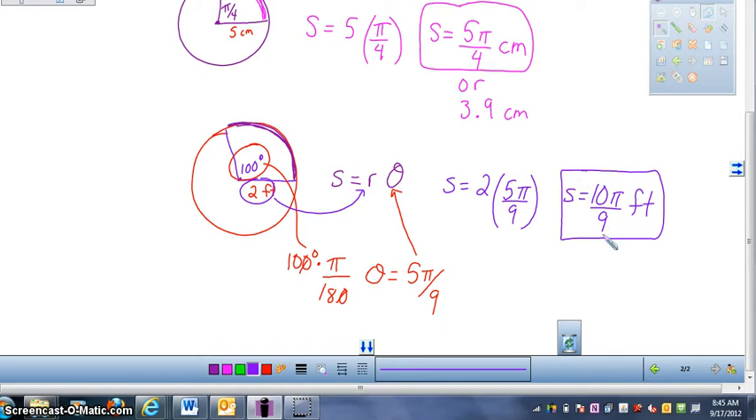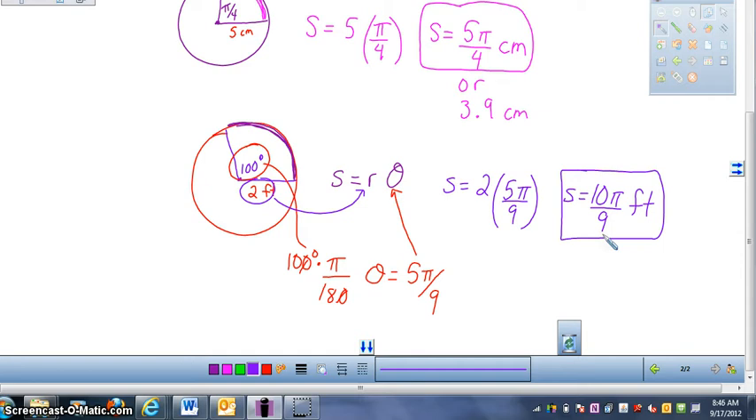If you're doing a word problem, you might get the decimal just because most people, you don't want to tell them 10 pi over 9. You'd want to tell them whatever that is, 3.5 feet. Because if you're going to talk to somebody about a word problem, you're not going to want to say 10 pi over 9 feet. They won't know what you're talking about. But for the test, for quizzes, 10 pi over 9 is just fine.